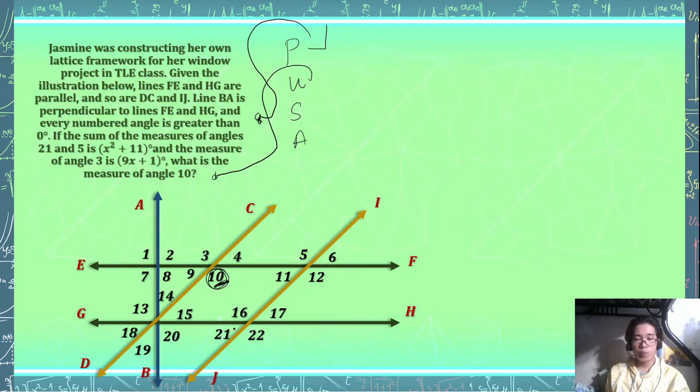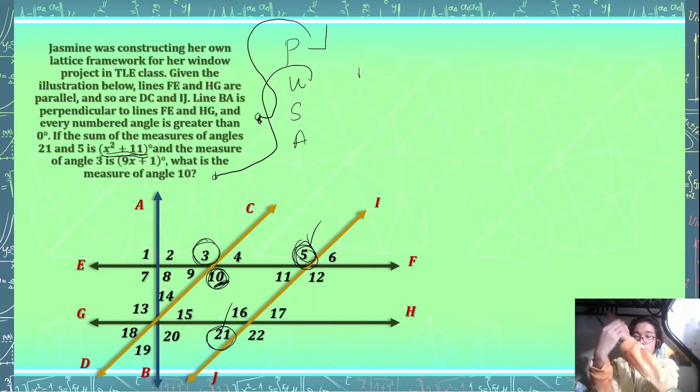Given that we know the sum of the measurements of angle 21 and angle 5 is equal to x squared plus 11, and we also know the measurement of angle 3. If you remember, guys, we have theorems about alternate exterior angles, same side interior angles, and same side exterior angles. According to our theorems, alternate interior and exterior angles are always congruent. But angle 21 and angle 5 are not alternate. They're on the same side.